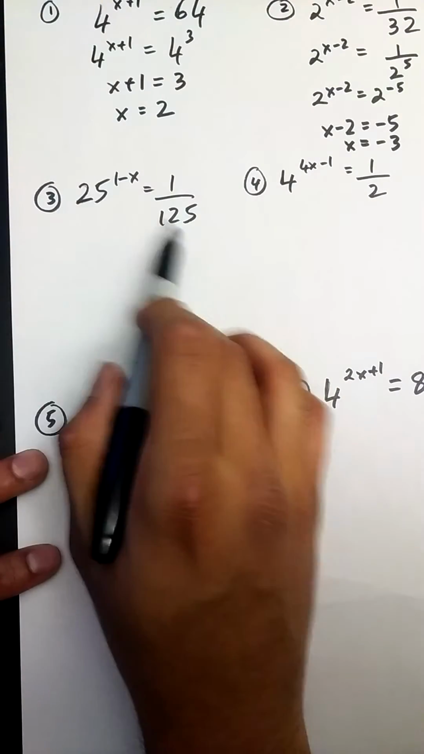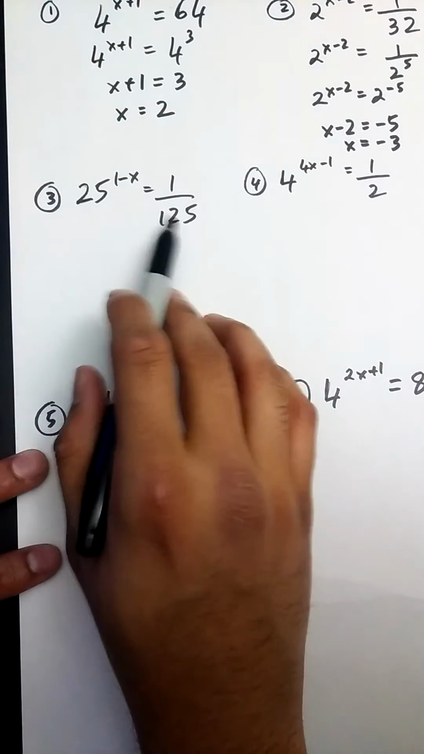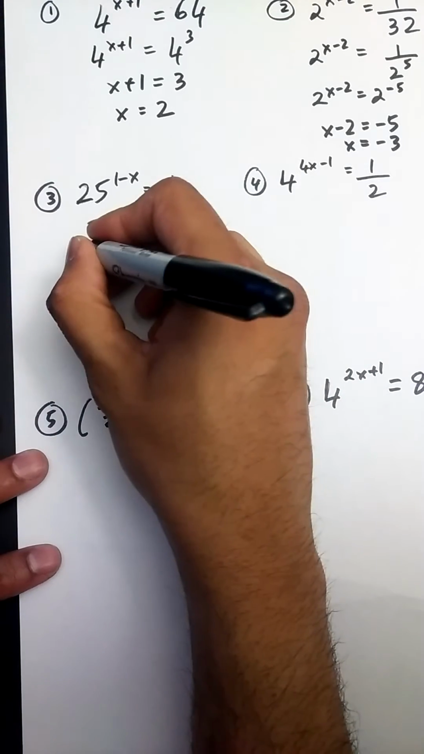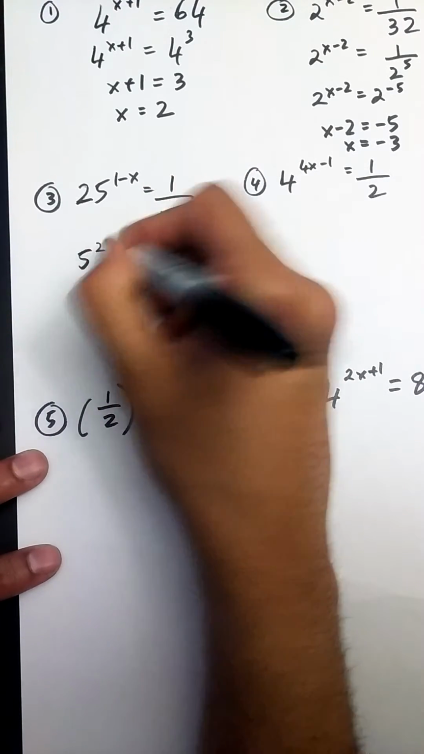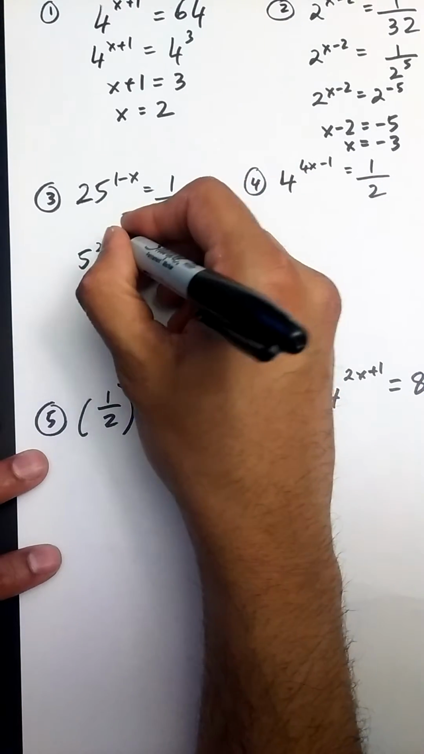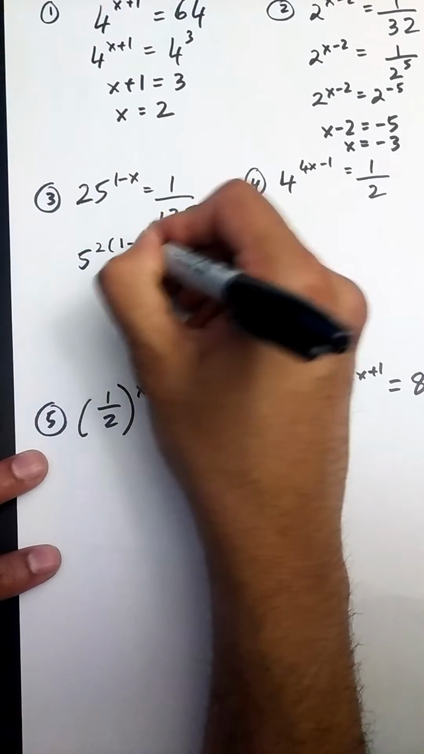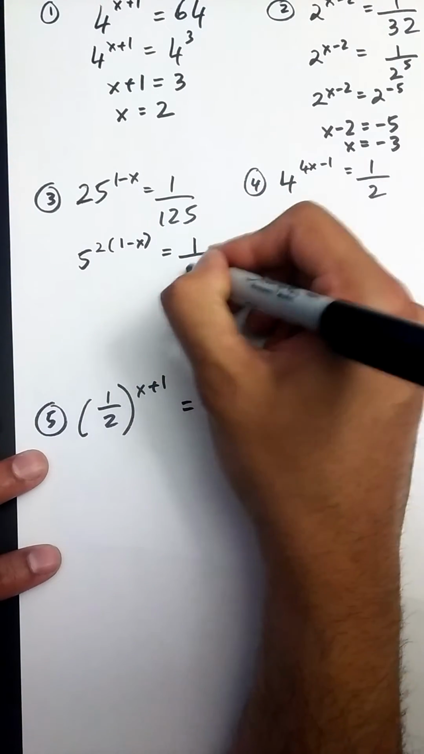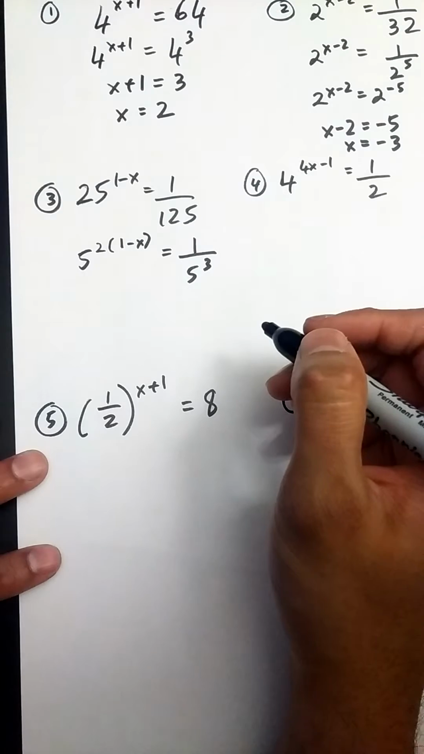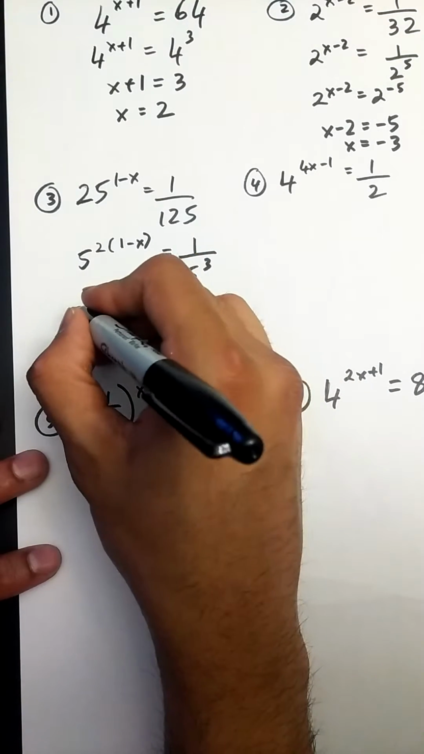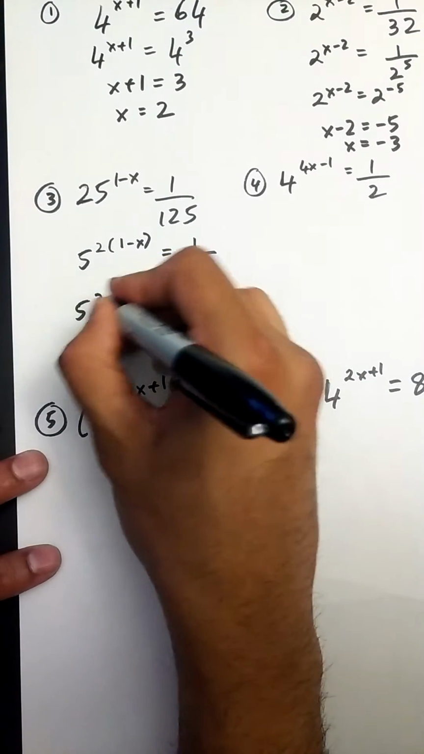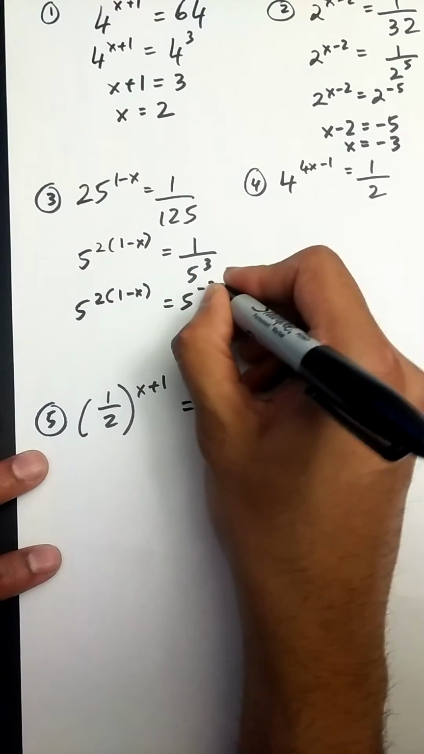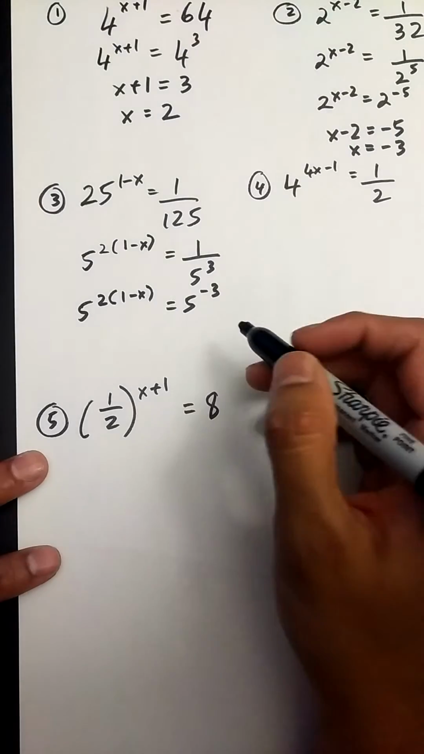Look at this question here. My common base now is going to be 5. So when you have multiple terms in the exponent, make sure you include a bracket. So 5 squared is 25. And make sure you include the bracket with the exponent if you have multiple terms. It's going to be 1 over 5 cubed. Now this is going to be 5 to 1 minus x equals 5 to the exponent of negative 3. Bring that to the top.